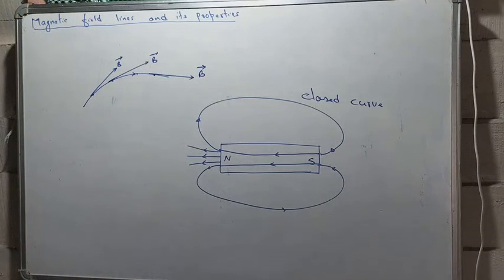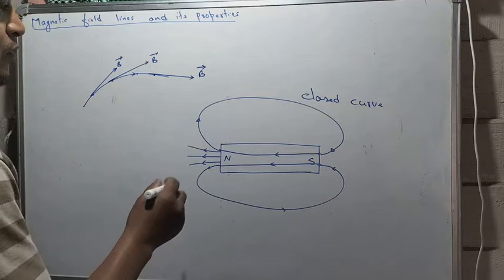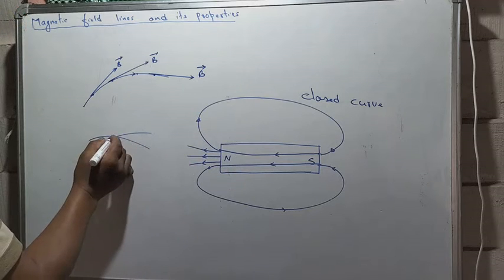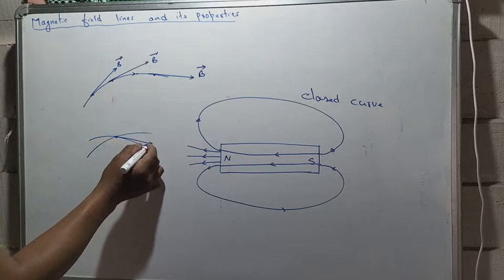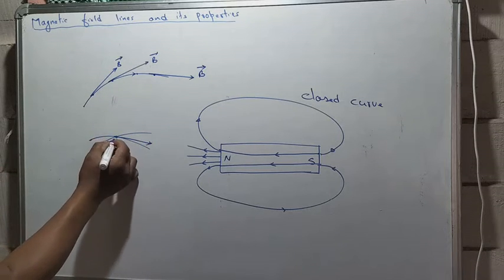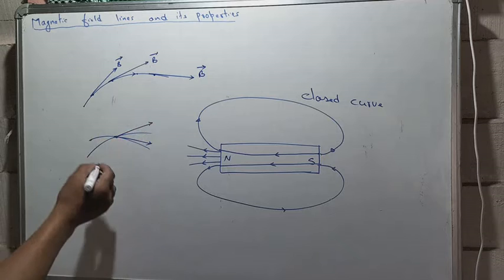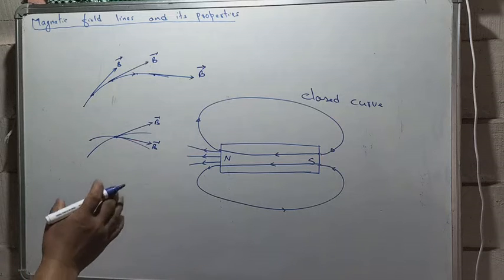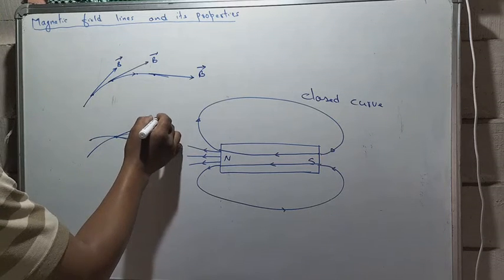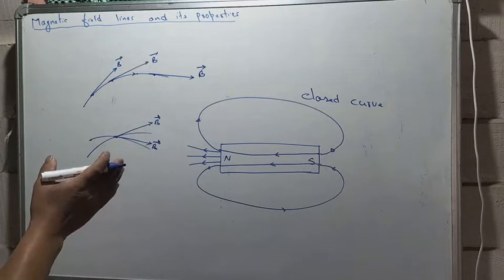The second property of magnetic field lines is that they cannot cross each other. Suppose two lines intersect or cross at one point, then at this point you will have two tangents. One is to this curve, another tangent is for this curve. Two tangents at one point would mean two directions of magnetic field. But the direction of the magnetic field cannot be more than one, because the magnetic field is a unidirectional quantity.